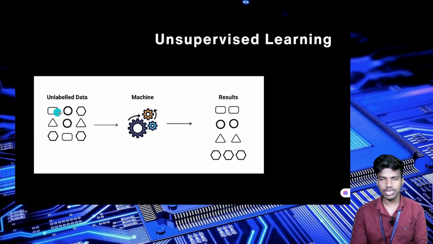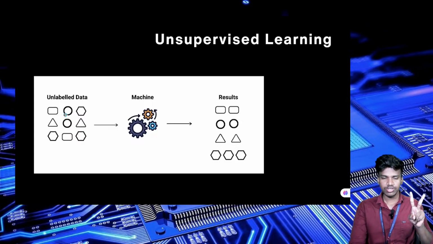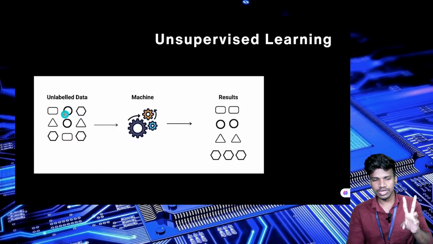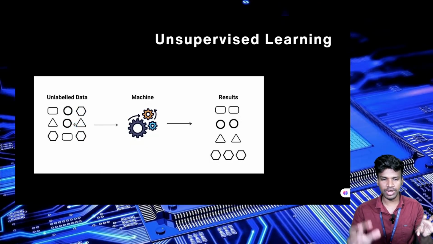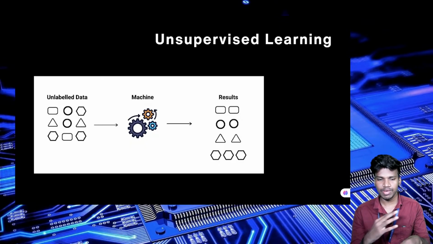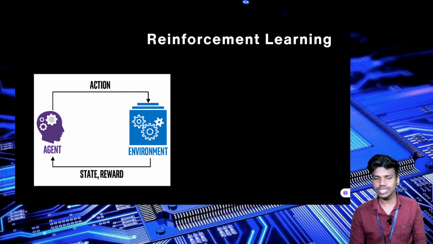Now the square shape appears two times, right? So the machine predicts that square is one group, circle is one group, triangle is one group, and the six-sided shape is one group. Based on the data's count, the machine predicted and classified the groups. That is called unsupervised learning. Okay, and the next one is reinforcement learning.